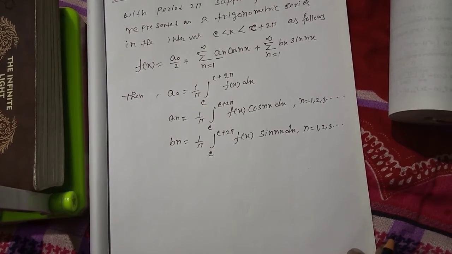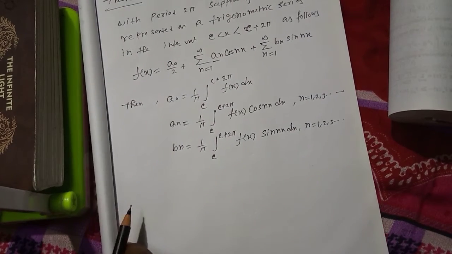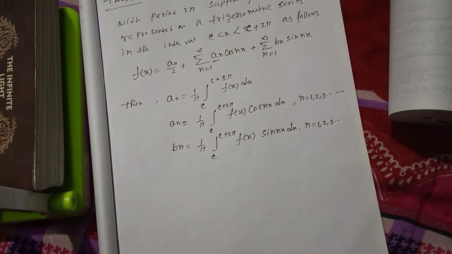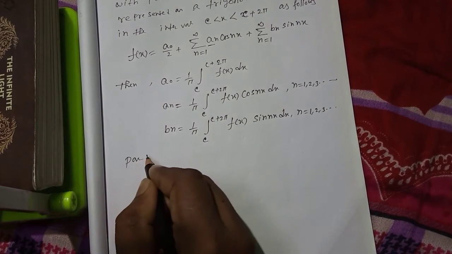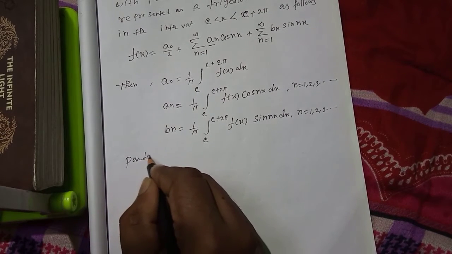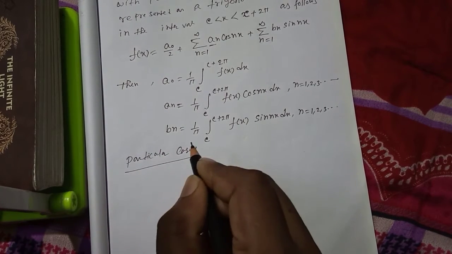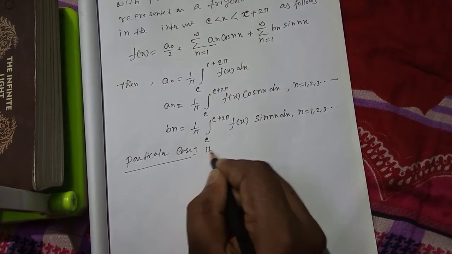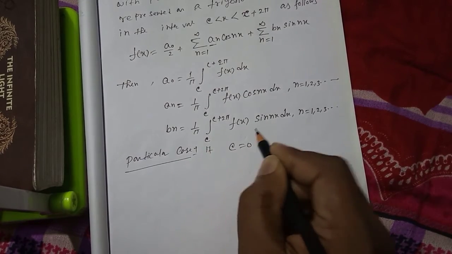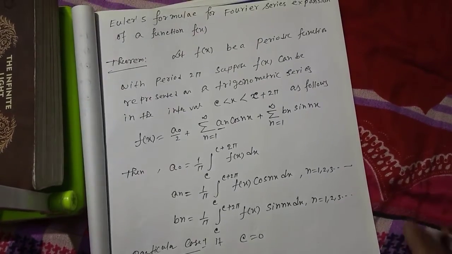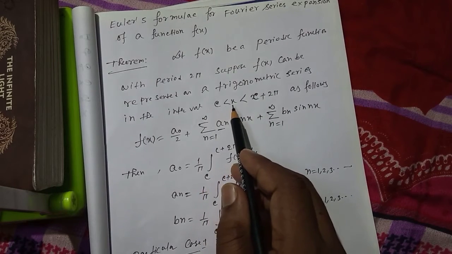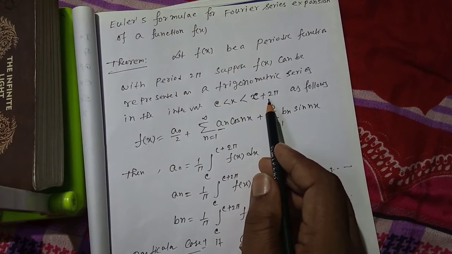Some special cases. In particular, case 1: if c = 0, then the interval reduces to 0 < x < 2π.